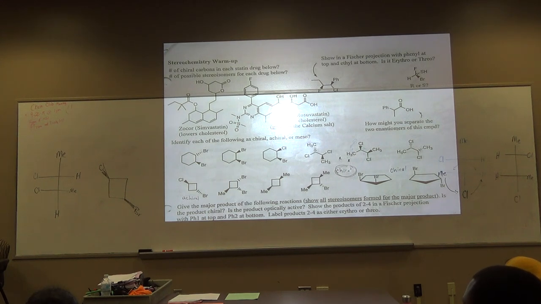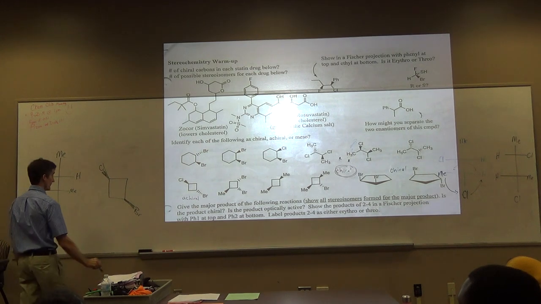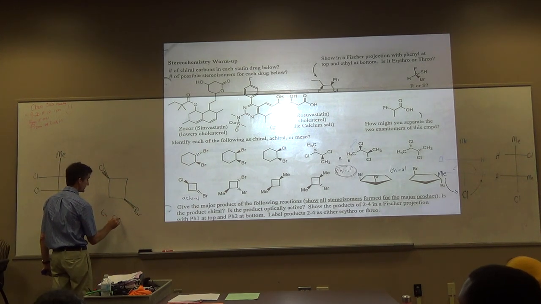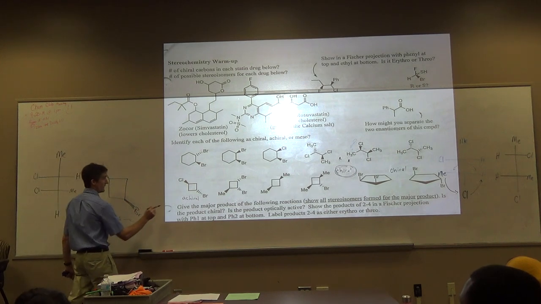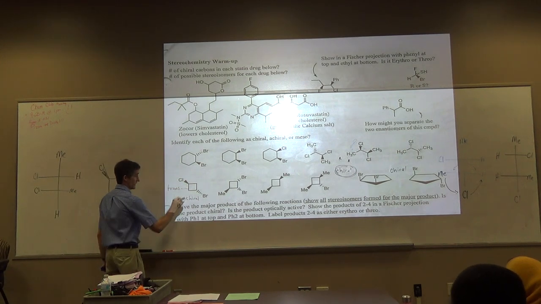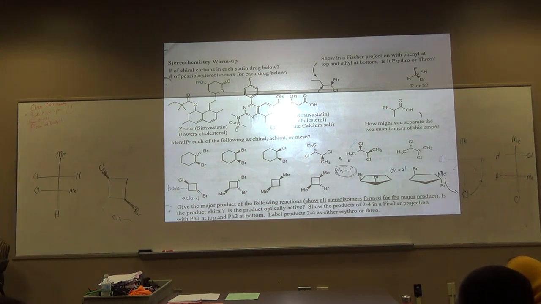If things are really different, they should have different stereochemical descriptors. They have the same name. Both of these are 1-bromo-3-chlorocyclobutane. They're both that. They're stereoisomers. What about the descriptor? Is it the same descriptor, or? No, it's different. This one is cis, right? And this one is trans. Different stereochemical descriptors. That tells you they're stereoisomers.